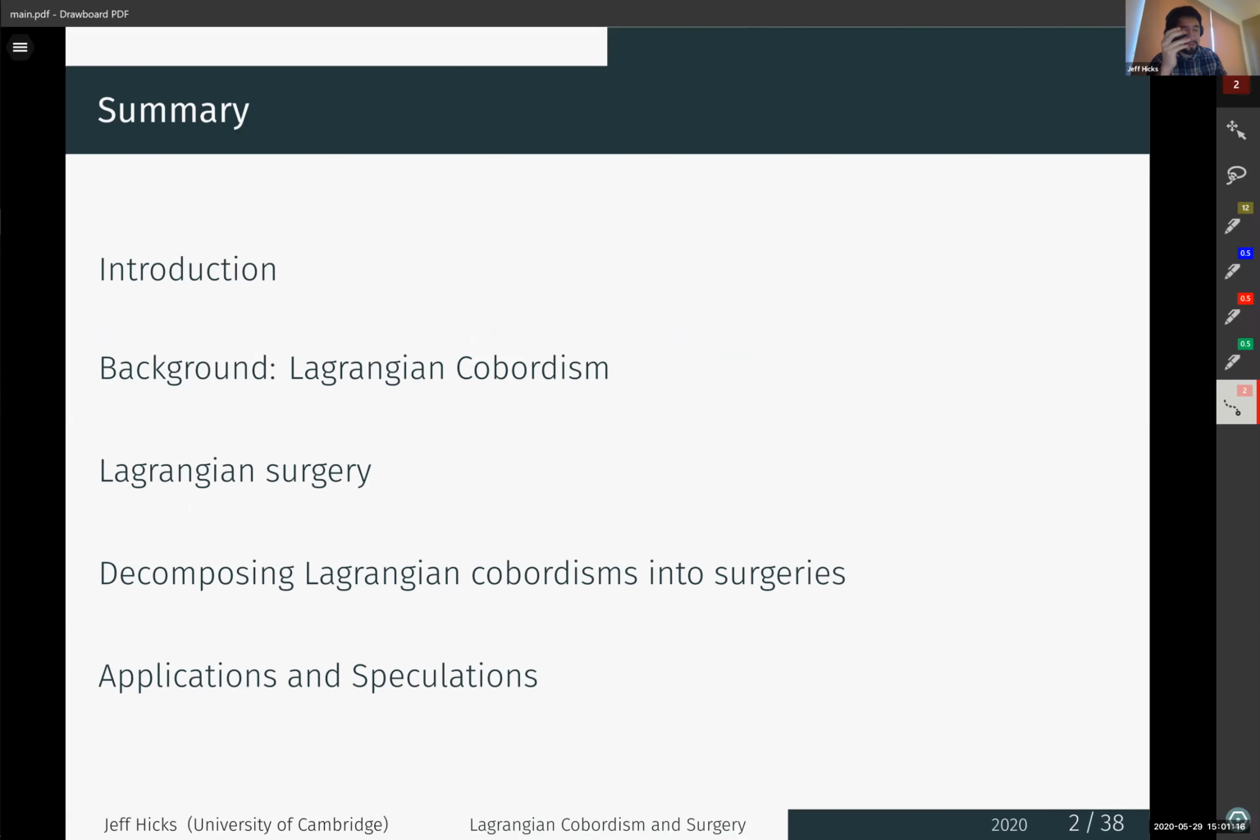The general plan of attack will be first to get through the introductory material. Then I want to talk a little bit about Lagrangian cobordisms and why they're an interesting object to study for symplectic geometers. Then I'll review some known facts about Lagrangian surgery and how we can visualize them. That part should be full of a lot of pictures. And then we'll get to the main theorem, which is showing that every Lagrangian cobordism can be decomposed into Lagrangian surgeries. And then finally, at the end, time permitting, I want to talk about some applications and some speculations about Lagrangian cobordisms.